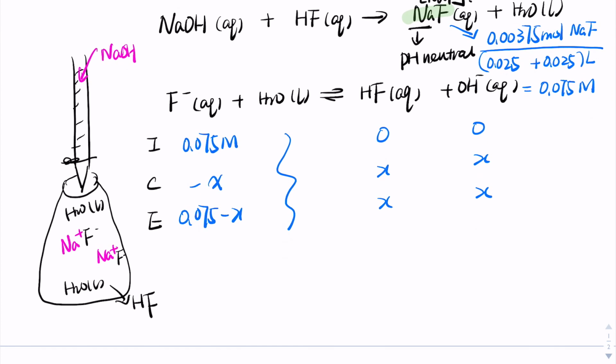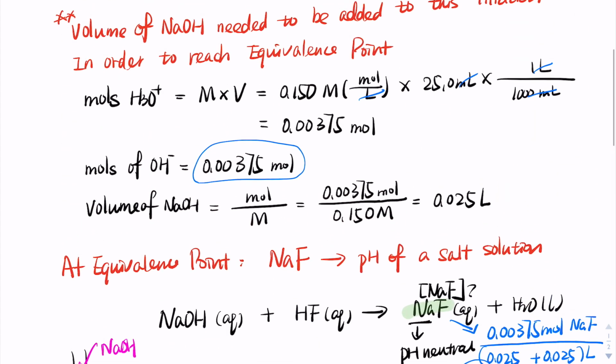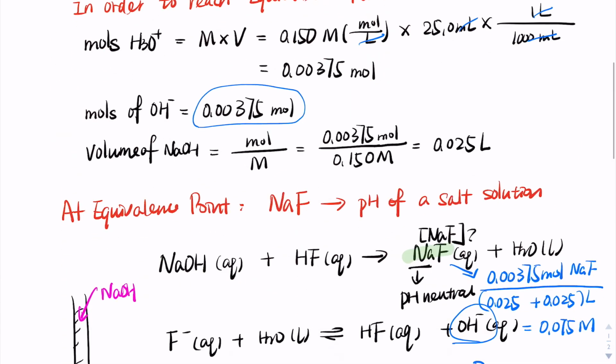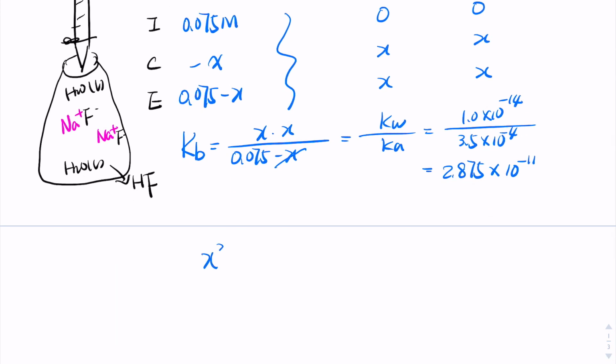So when you express the K for this, actually it's a Kb because you have hydroxide ion. So it's going to be x times x over 0.075 minus x, which equals Kw divided by Ka, since Kb is not directly given. So let's see what the K value is. Ka is right over here, 3.5 times 10 to the power negative 4. You do this, it will be 2.875 times 10 to the power negative 11. Small x approximation, so really you're going to have x squared equals 0.075 times 2.875 times 10 to the power negative 11.